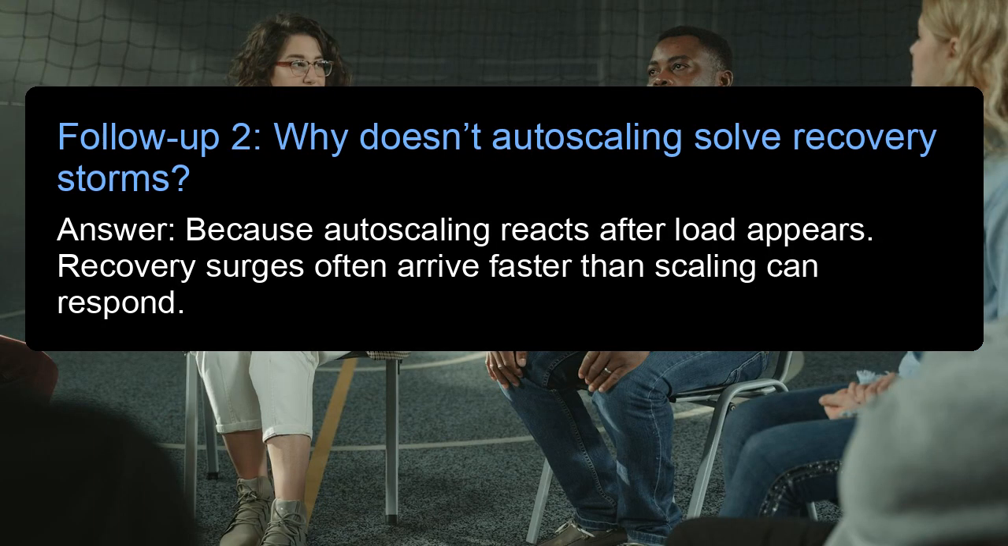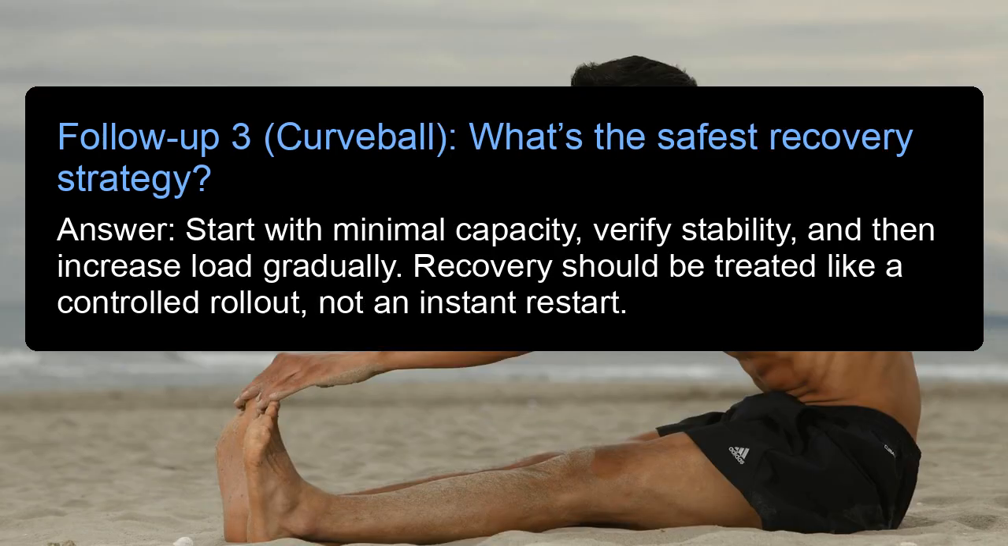Follow-up 2. Why doesn't auto-scaling solve recovery storms? Answer: because auto-scaling reacts after load appears. Recovery surges often arrive faster than scaling can respond. Follow-up 3. Curveball. What's the safest recovery strategy? Answer: start with minimal capacity, verify stability, and then increase load gradually. Recovery should be treated like a controlled rollout, not an instant restart.